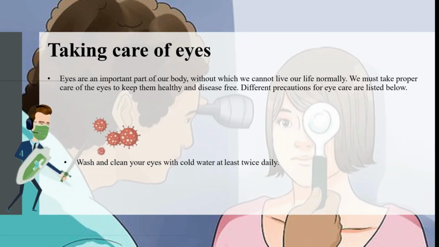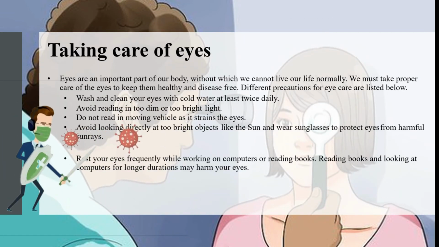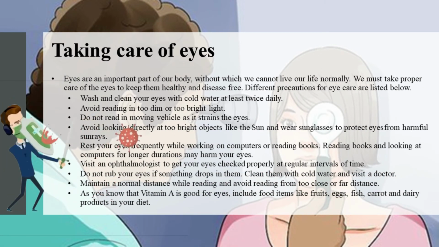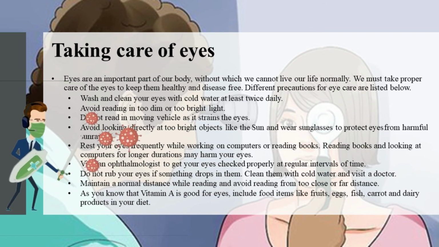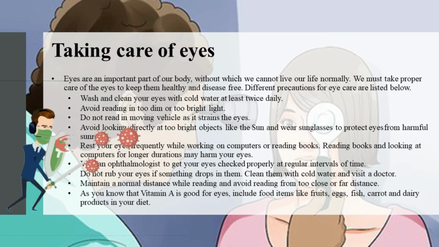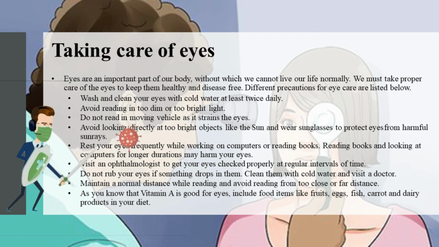Taking care of eyes. Eyes are an important part of our body, without which we cannot live our life normally. We must take proper care of the eyes to keep them healthy and disease-free. Different precautions for eye care are listed below. Wash and clean your eyes with cold water at least twice daily.